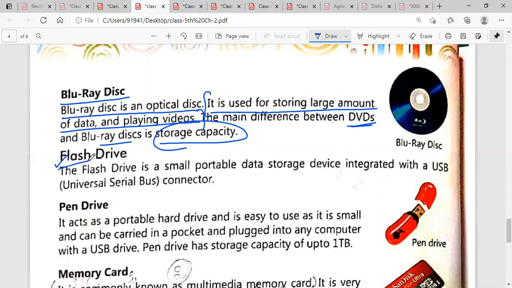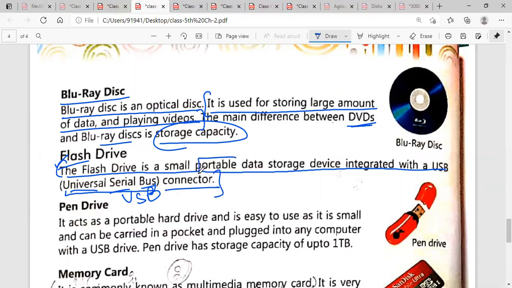Now, next is flash disk. The flash disk, underline the first line, the flash drive is a small portable data storage device integrated with the USB. Now here you can find the full form of USB, Universal Serial Bus. You have to learn this full form, connector. Also underline this word portable. It is a small portable data storage device, so you can use a flash drive on any PC. It is a USB connector, just like your pen drive.